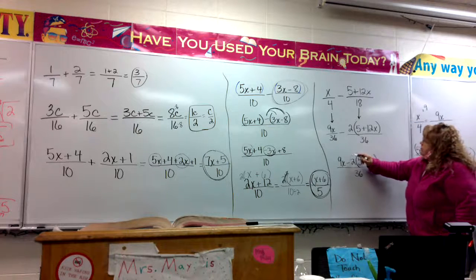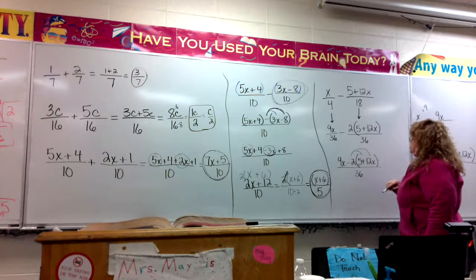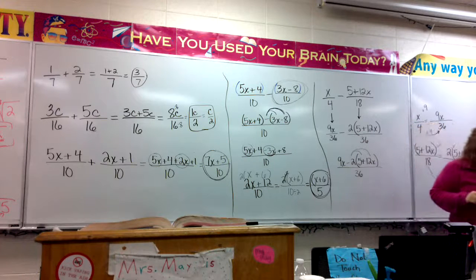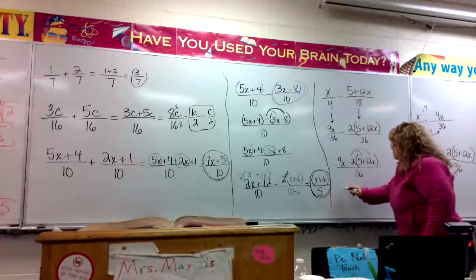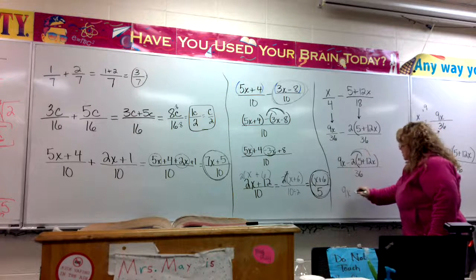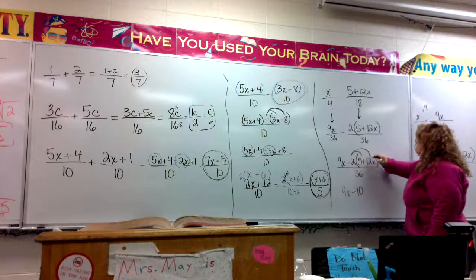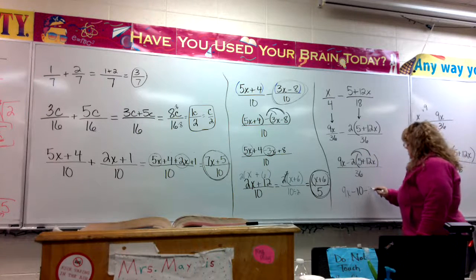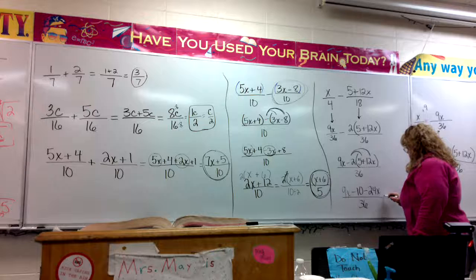Because remember, you're going to have to multiply this out. It's subtract all of this stuff. And if you start skipping and trying to do too much in one step, you're going to forget that it's negative 2 times both of those. So 9x minus 10, negative 2 times 12x is minus 24x, all over 36.